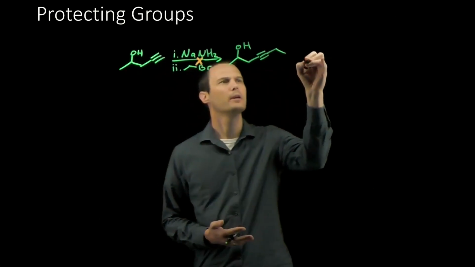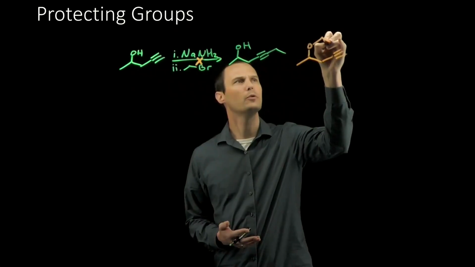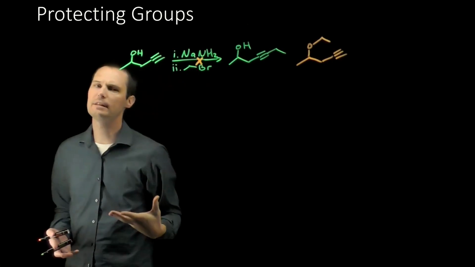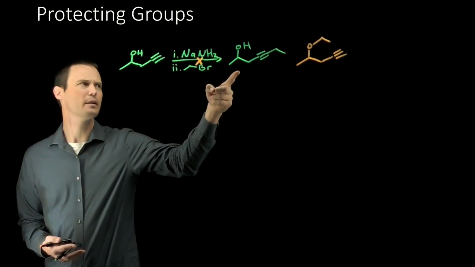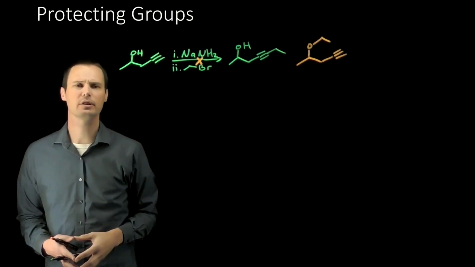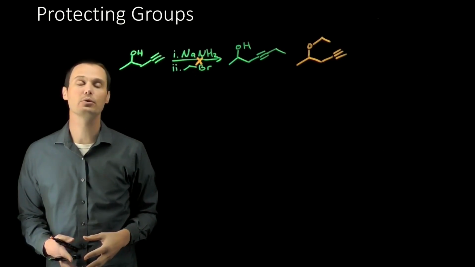What would we actually form? If we actually took that starting material and reacted it under these conditions, we would form this product. The ethyl group would get attached to the oxygen, not to the alkyne. That's kind of a problem. If I want this product, I can't make it using these reaction conditions because it would make this other product. Let's figure out why, and let's see how we can use protecting groups to solve this problem.